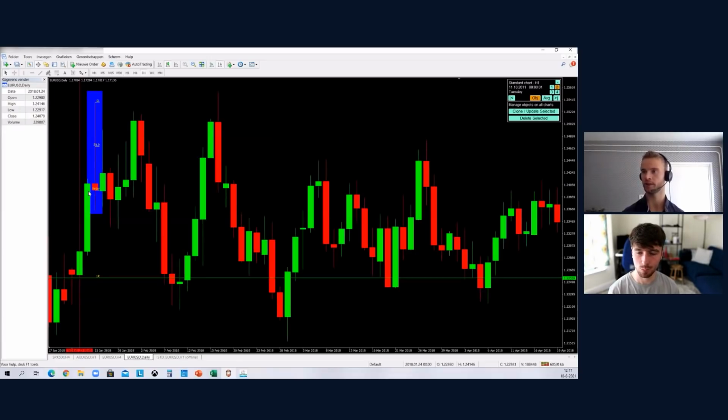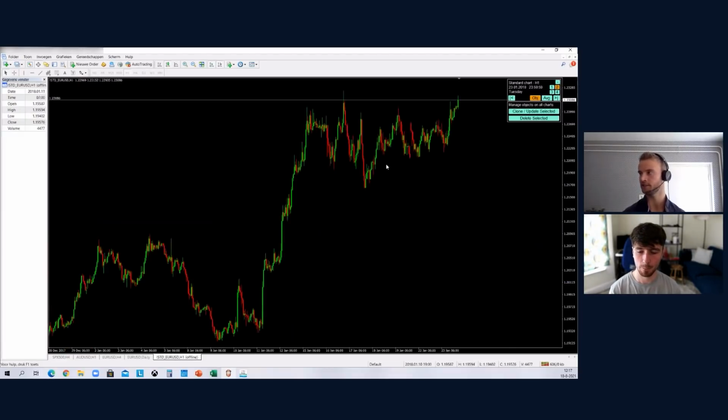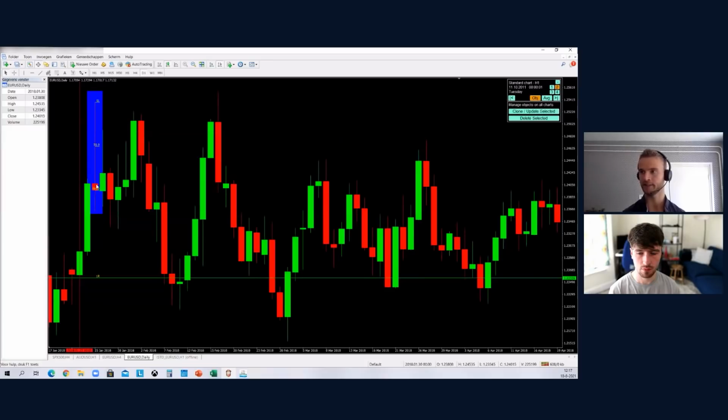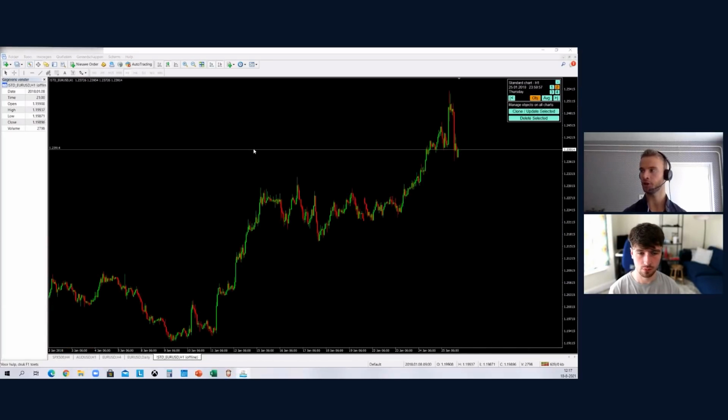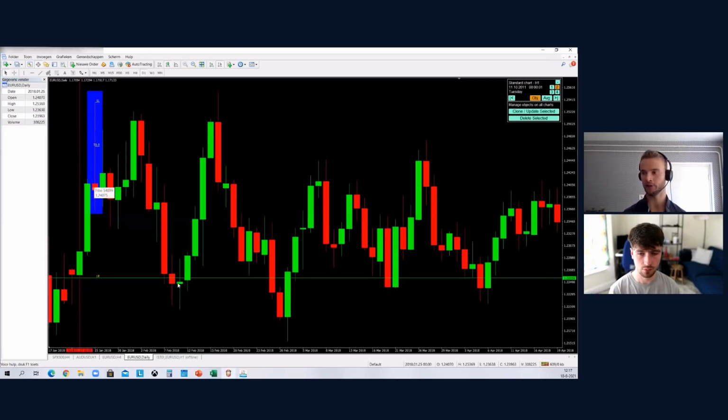As you can see, it's the 24th of January 2018. Here we are at the 23rd of January, so I can't see the future on this chart. Now let's take a look at the day it forms, which is the 25th. So this is how that pin bar looks.